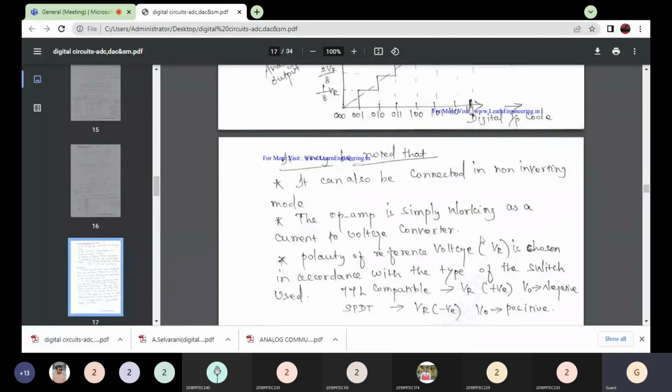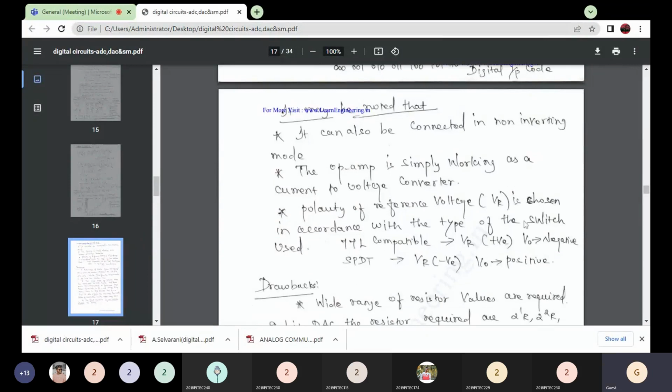So just note this down. Here the input is also connected to the non-inverting terminal. Depending upon the type of switch, the reference voltage is either positive or negative. Here we consider the single pole double throw switch.